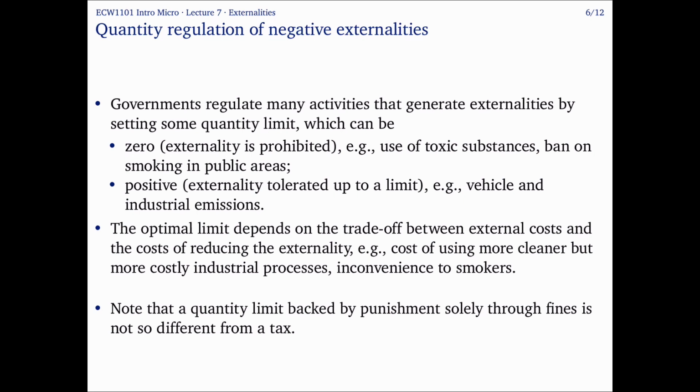The economic way of thinking is, okay, let's look at the benefits. Okay, over there, stop talking.